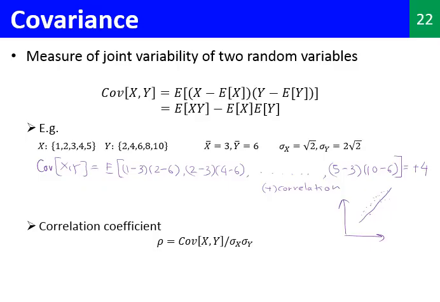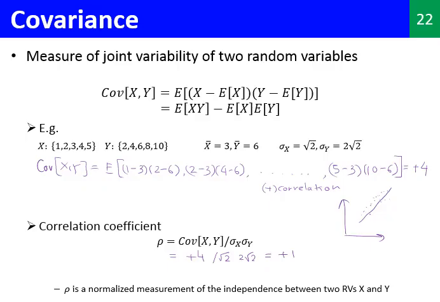Okay, so we can actually find the correlation coefficient between x and y, and that would be +4 divided by square root of 2 and square root of 8, which is 2 square root of 2, and this would be equal to +1. In fact, they are perfectly correlated, and it's not a surprise because y is actually equal to 2x in this case, right?